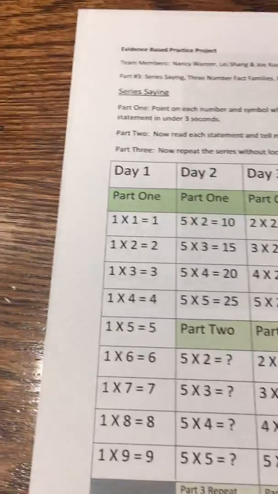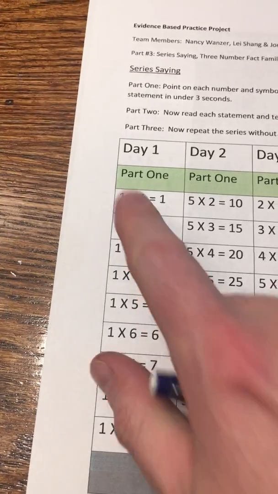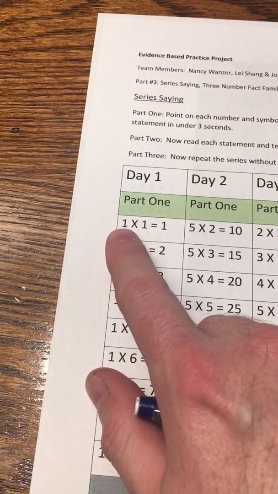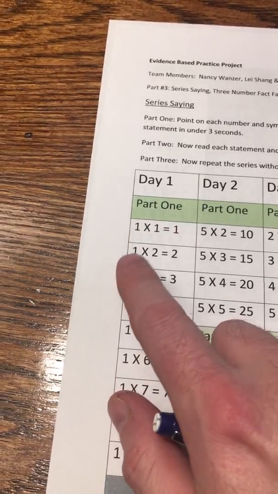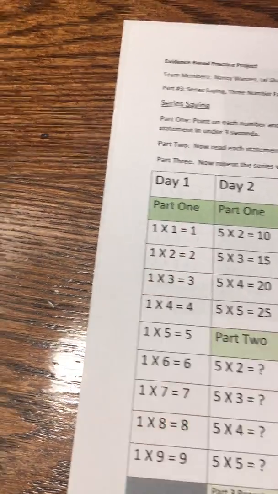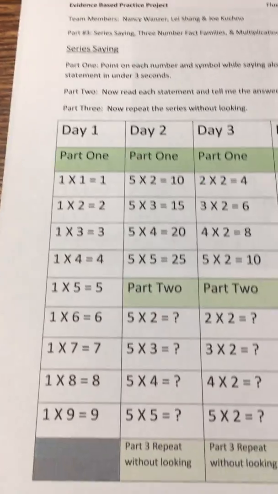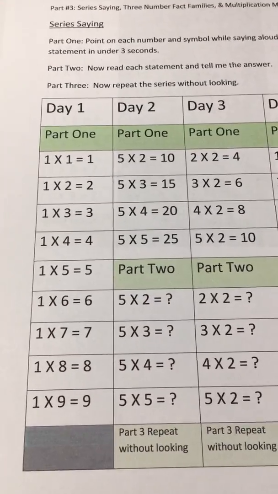Day 1, it's really in 3 parts. First, you get the child to point and read the equation. 1 times 1 equals 1. 1 times 2 equals 2, just like that. Once the student is saying that in under 3 seconds, they can move to part 2.